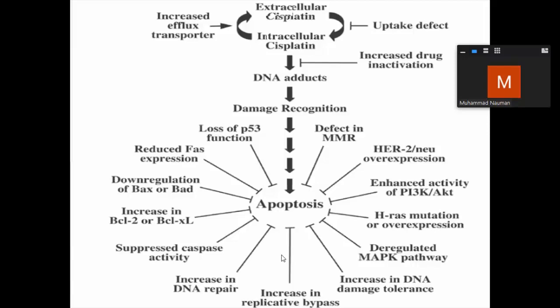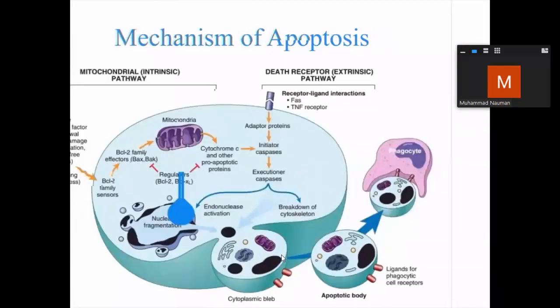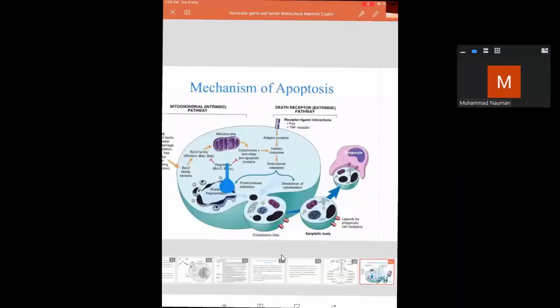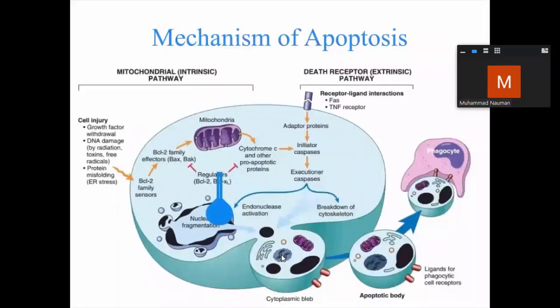So now, toward the last slide, what is apoptosis and what are the mechanisms of apoptosis? Apoptosis is a programmed cell death. So there are two pathways for apoptosis. One is the intrinsic pathway and one is the extrinsic pathway. The intrinsic pathway involves the mitochondrion, and the extrinsic pathway is a death receptor pathway, FAS ligand and FADD.